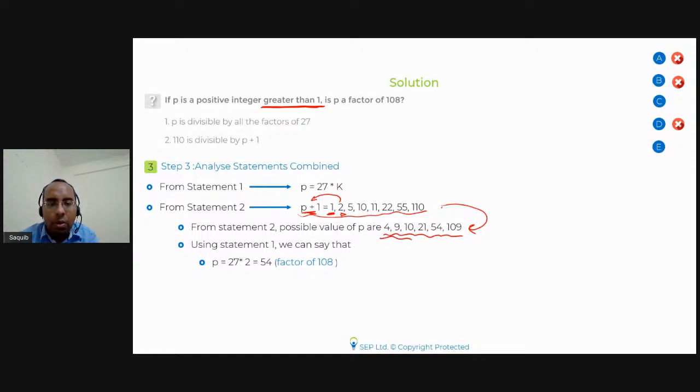And out of all these options, only one option, which is 54, is 27 times something. So this is the only common value possible. Hence, the correct answer in this case is option C. Some of you said option C, which is very good, but I hope now it's very clear, especially to those of you who marked answer A or E, because these were the two most common mistakes I was expecting people to make. Why you made that mistake.